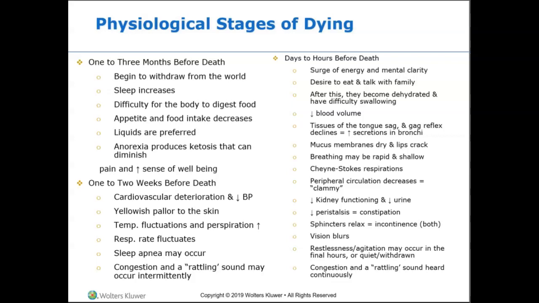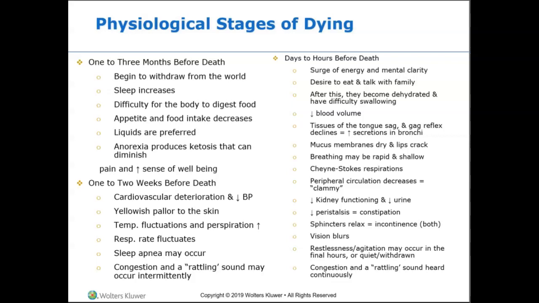1 to 2 weeks before death, the cardiovascular system starts to deteriorate, and you start to see a drop in the patient's blood pressure. They'll also have yellowing and pallor beginning in the skin that will get worse over time. Their temperature fluctuates. At times they'll be extremely hot and perspire, and other times they'll be cold and covering up. Respiratory rate will fluctuate.